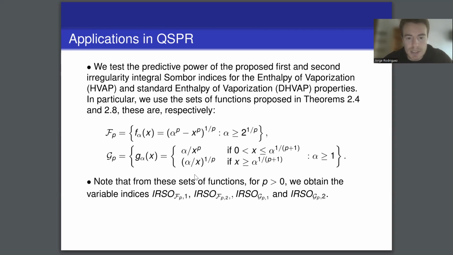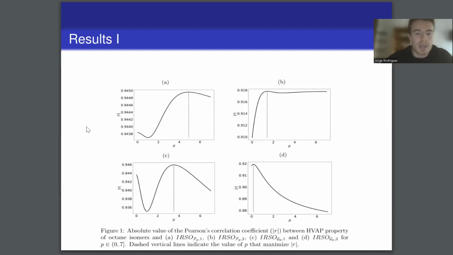Note that for these sets of functions we have p strictly bigger than 0, and we can obtain very easily, as I explained before, the irregularities on board index 1 and 2 for the two types of sets of functions. Once we have computed this, we can easily check the correlation with the chemical property that we want to study. And here we have some of the results.